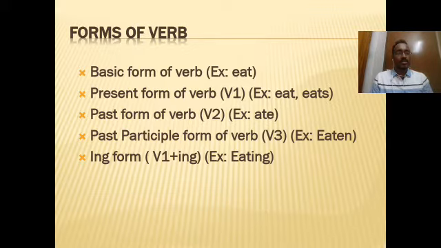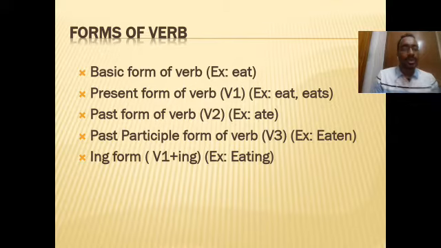So what are the forms of verb? In English, we have generally five forms of verb. The first one is the basic form of verb. If we consider eat as a verb, in that case, eat itself is the basic form. There is no ed with it, there is no s or es with it, there is no ing with it. So the verb eat itself is the basic form of a verb.